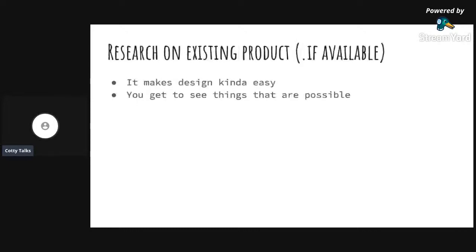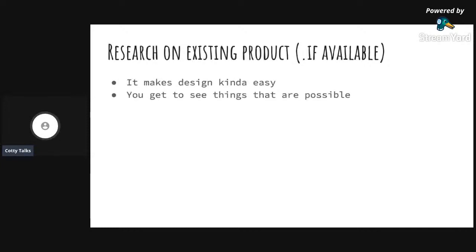Second, research on the existing product. This is not really necessary, but that's why I put in brackets, if available. For example, we are working on Ginger. Let's say there's a product like Ginger. It is not wrong for us to see products that are doing the same thing as Ginger, and look at one or two things that we can gain from that.